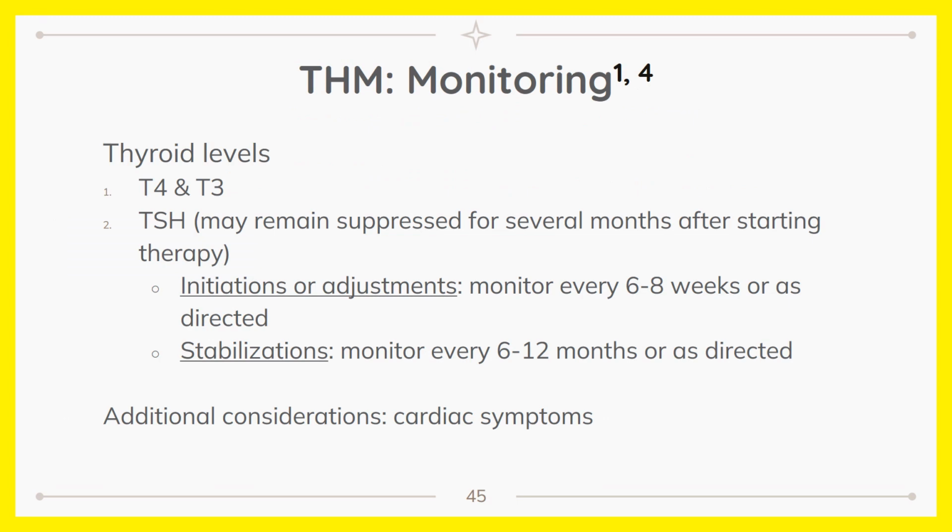Overall, with these thyroid hormone medications, like for hyperthyroidism, we want to monitor how much is getting in the system. And we do that with the T4, T3, and TSH levels. So whenever patients are getting initiated or are adjusting their therapies, we want to monitor every 6 to 8 weeks or as directed with their healthcare provider. And once a patient is stabilized, we want to monitor them every 6 to 12 months or as directed by their healthcare provider. Additional considerations, as we highlighted prior to, is those possible cardiac symptoms with those thyroid medications.